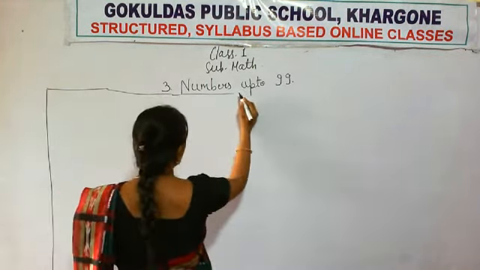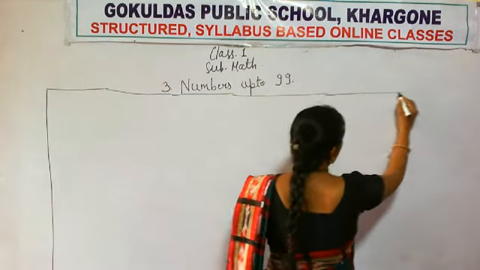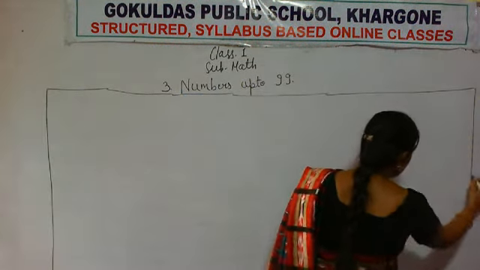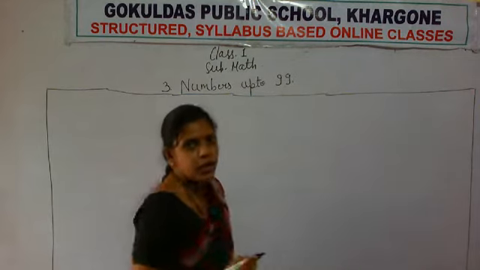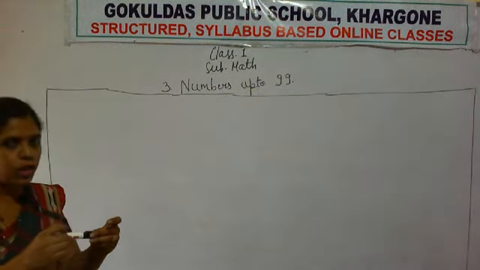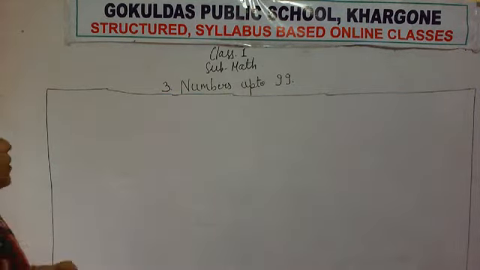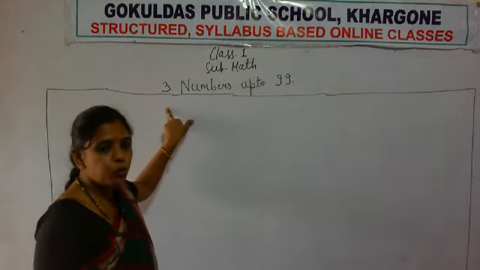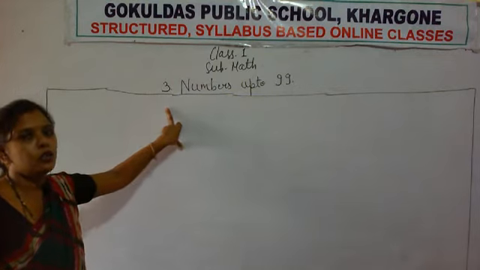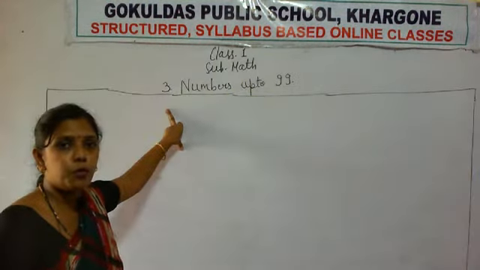Write with me. Take out your copies, all of you. And write today's date. What is the date today? You have to write that date. Okay. And start writing from a new page, new topic, new chapter. Always start writing from a new page.